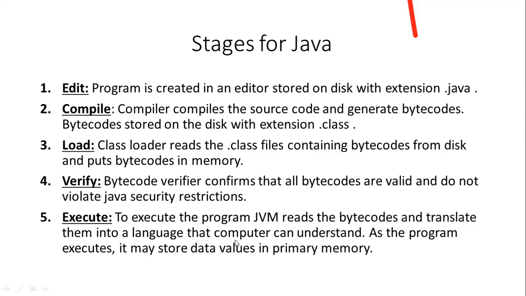Then load. The class loader reads the .class file containing bytecode from disk and puts the bytecode into memory. Stored on disk means it is stored on secondary storage. As we know, the executed program must be in memory, cache memory or primary memory, because these memories are fast for execution. So our bytecode file is stored on disk, and for execution we need to load it from disk to memory. So the class loader loads our bytecode file from disk to memory.